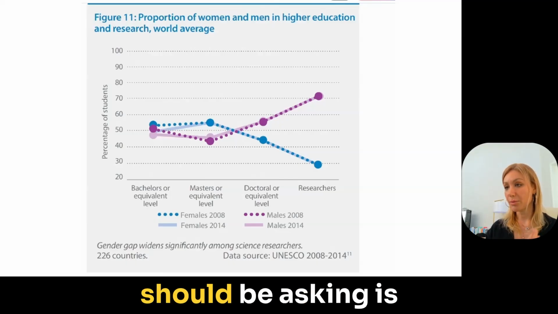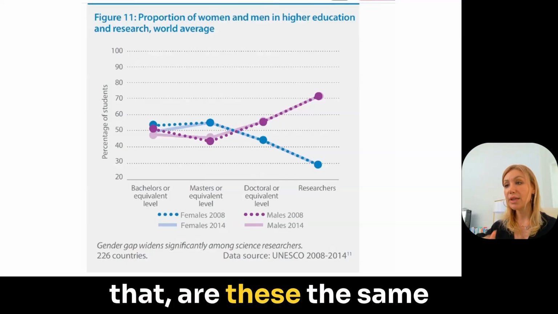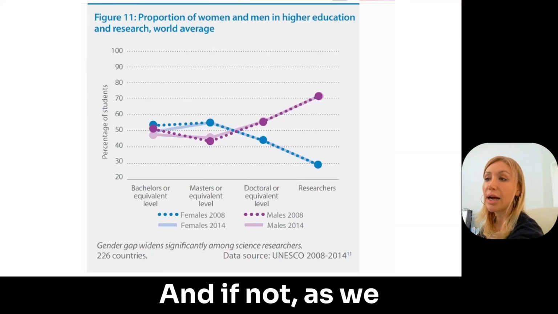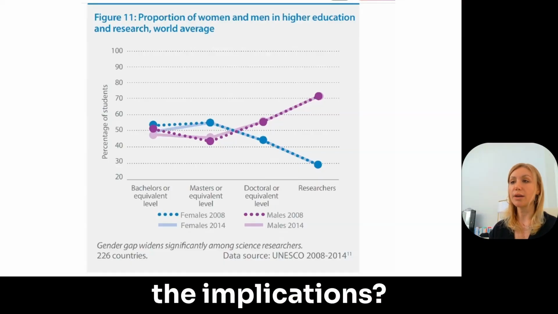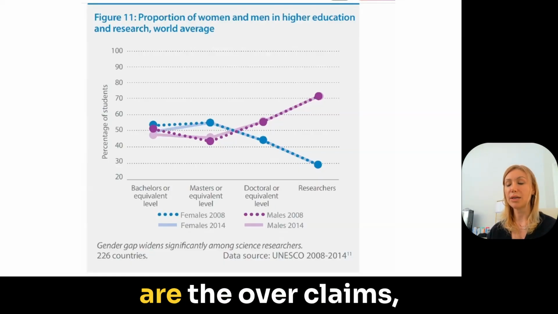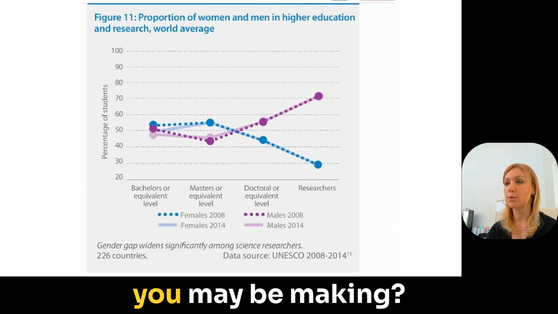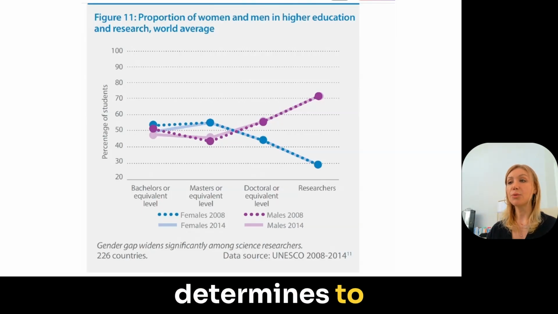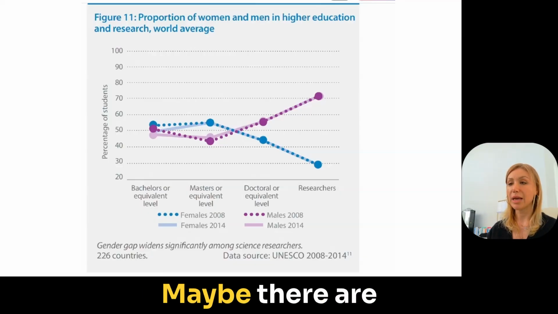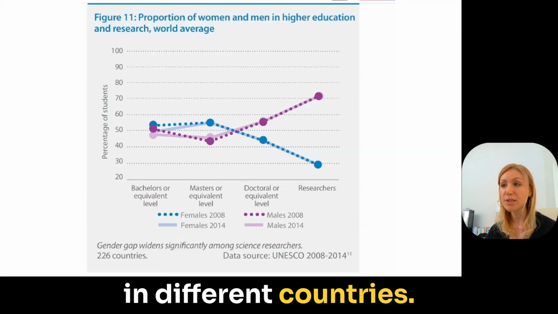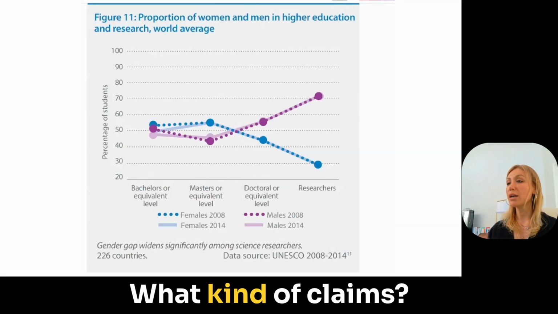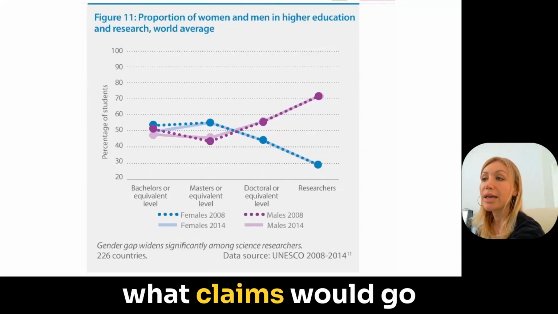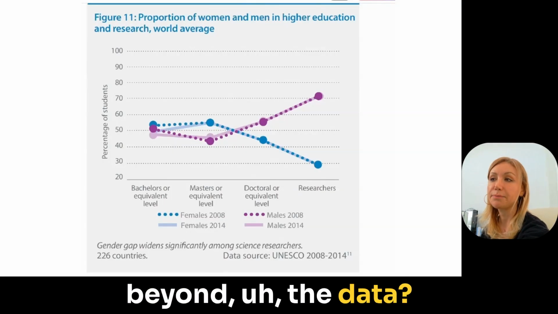Good questions that you should be asking are: are these the same people at each stage? Is it a longitudinal study? And if not, as we discussed, what are the implications? What are the potential overclaims you may be making? And what process determines who becomes a researcher? Maybe there are different definitions in different countries. We should be aware of those. What kind of claims can we find evidence for? What claims would go beyond the data?